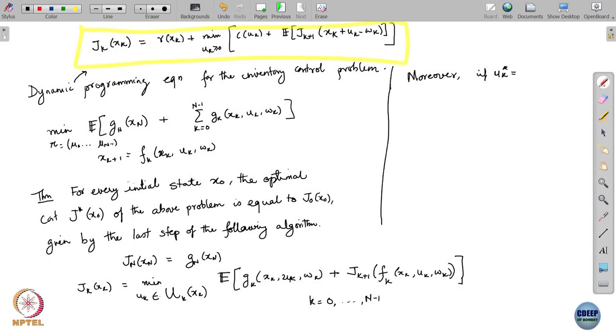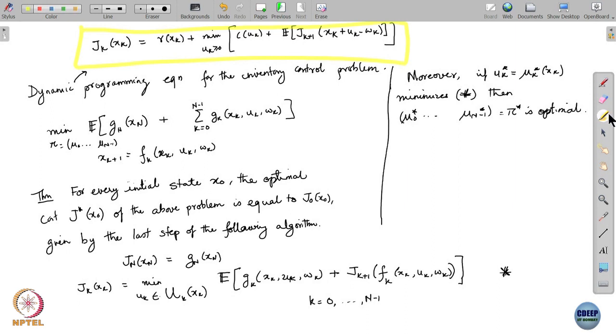if you write u_k star equals mu_k star of x_k, the one that minimizes, so let us denote this by star, then mu_0 star till mu_{N-1} star, which is denoted by pi star, is optimal. So, this policy is actually optimal, okay.